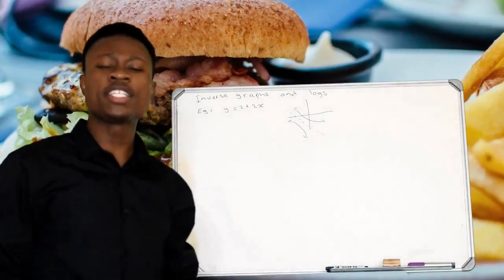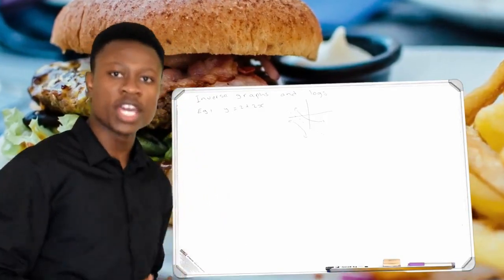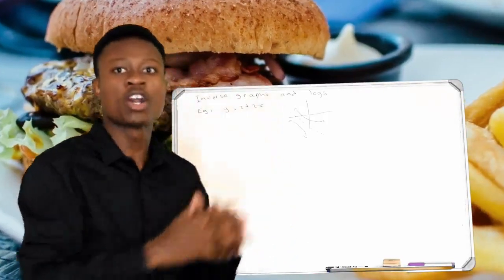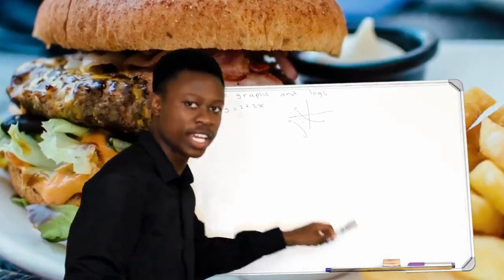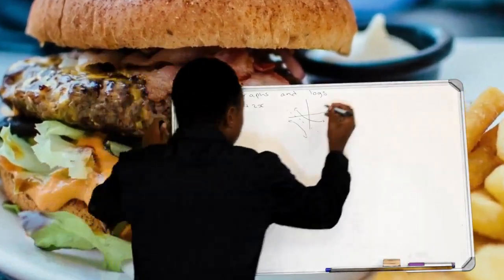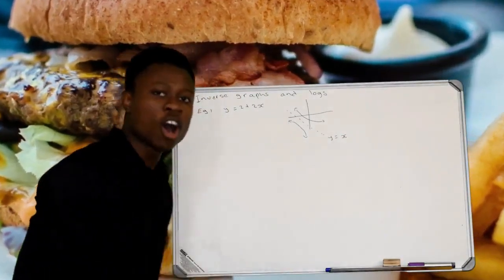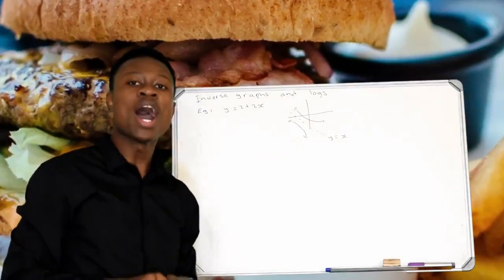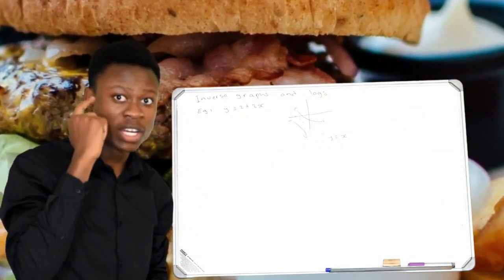An inverse graph is basically swapping a graph about the line y is equal to x. Let me write that down so that you can get exactly what I'm saying: y is equal to x. We are swapping a graph about the line y is equal to x. Keep that in your mind as I'm doing this.